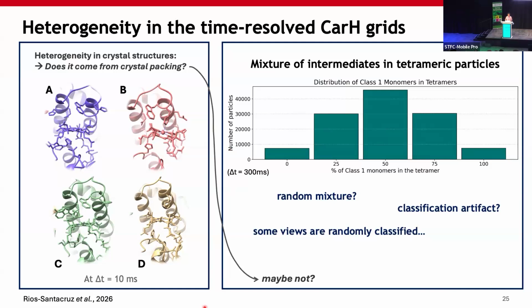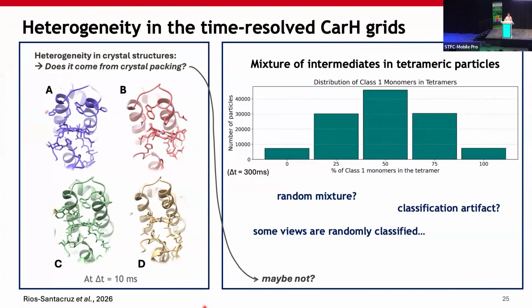Of course, this is not easy to say because there's, for example, some views of the particle in which you cannot distinguish easily between one and the other class because it's just a shift of 5 angstrom of a part of the structure. So if you see it from one side, it looks more or less the same. But there's still, we think, a mixture of those.